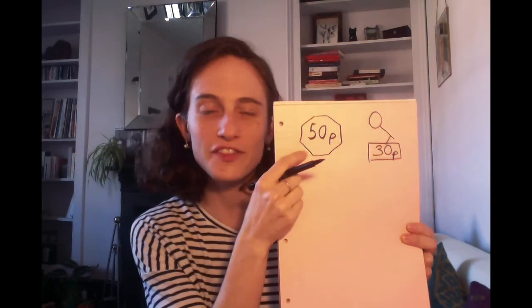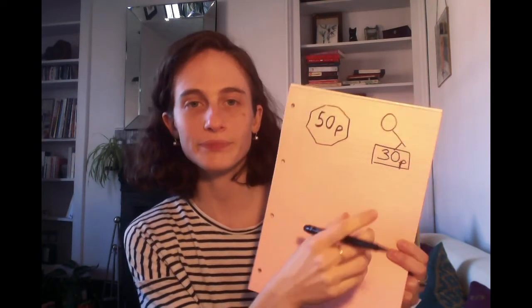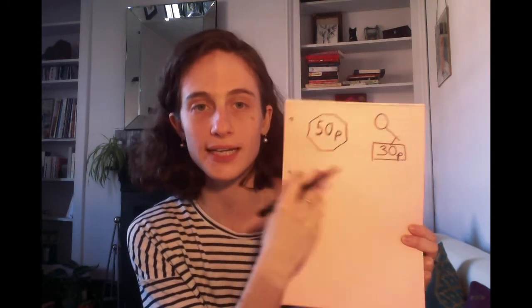My lollipop is 30p. A 50p and my lollipop is 30p. So I have more than I need to buy it. So I'm going to receive change. Right, but how do we figure out what that change is?